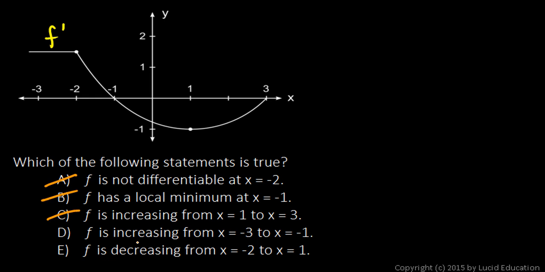D, f is increasing from negative 3 to 1. That is true. From negative 3 to 1, f prime is positive, so this graph is increasing during that interval.